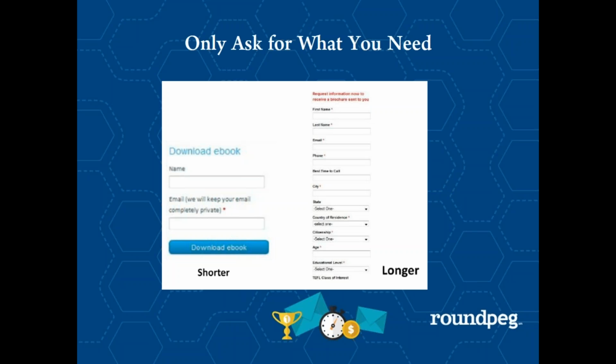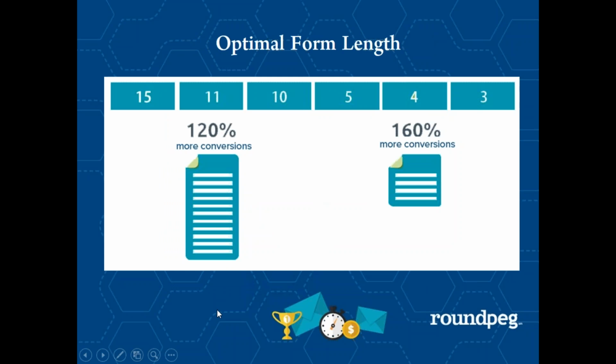So only ask for what you need. Here are two different submission forms. The one on the left, name and an email address. The one on the right, name, email, phone, a good time to call, and all sorts of other information. Which one is better? Well, if you really need this information, if this is perhaps a submission form to schedule an appointment, then go for it. But if you don't, if all you need is their email address so you can start the conversation, go with a shorter form.